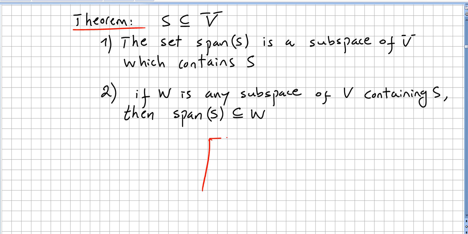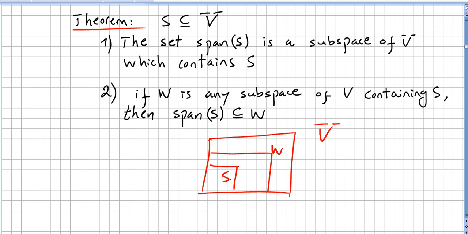So this means if we have a vector space V and W is a subspace of V and W contains S, then the space spanned by S will be here. So not only S, the set S, is a subset of W, but the space generated, spanned by S, will also be in W.